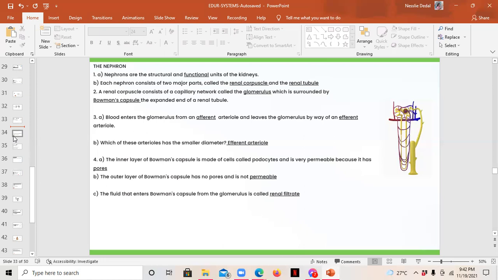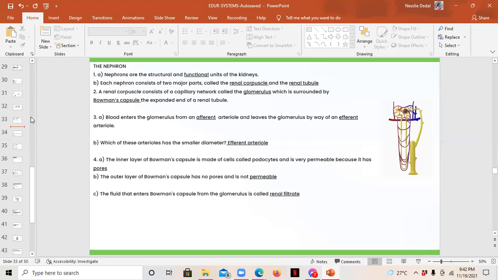Number 3, letter A. Blood enters the glomerulus from an afferent arteriole and leaves the glomerulus by way of the efferent arteriole. Letter B. Which of these arterioles has the smaller diameter? Our answer is efferent arteriole.